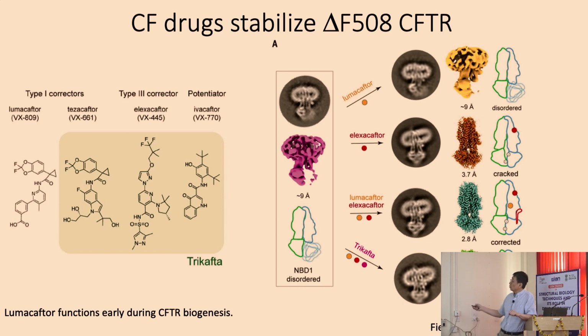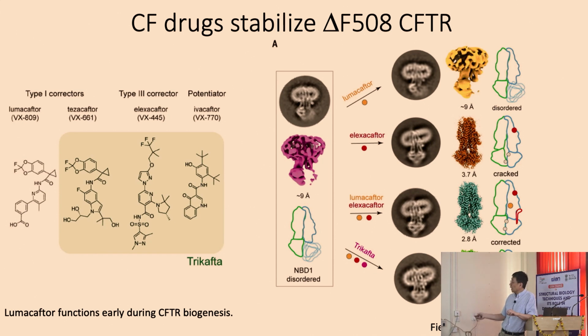If you treat with lumocaftor, one of the type 1 correctors, it doesn't do much to the receptor. You treat with elexacaftor, a type 3 corrector, it does something. You can sort of see now in this structure, one of the MBDs, the one where the C-terminus is disordered, and here they are more ordered. And if you treat with both lumocaftor and elexacaftor, you get better.